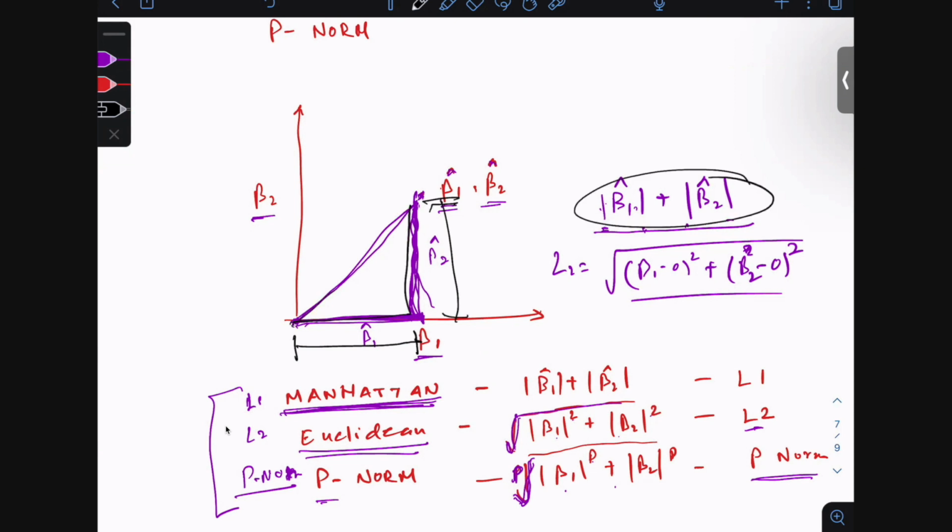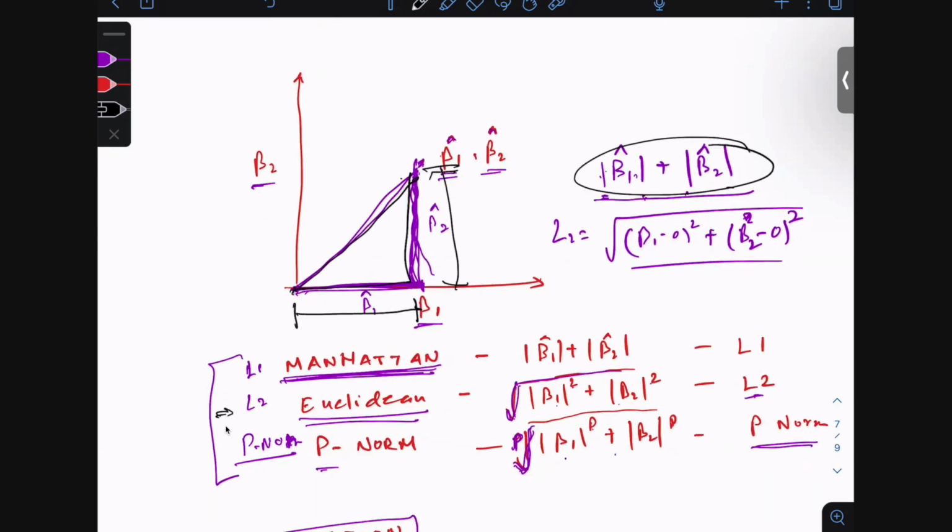If I cover the distance in a straight line, joining these two points, that is the Euclidean distance. We must have learned this in coordinate geometry in high school. That is nothing but beta 1 minus 0 whole square plus beta 2 minus 0, where 0 is the center or the origin, whole square under root. This is represented as Euclidean, and this is the L2 norm. The more generalized p norm will be beta 1 to the power p plus beta 2 to the power p plus up to beta n to the power p, and the whole thing under the pth root. In a multi-dimensional space, this is the pth norm.